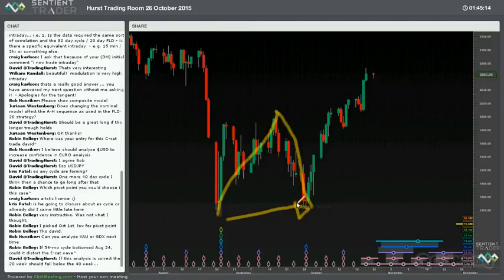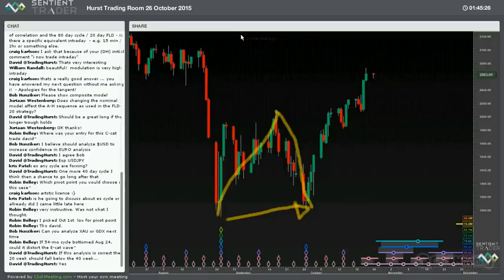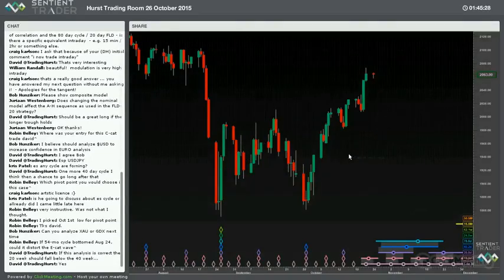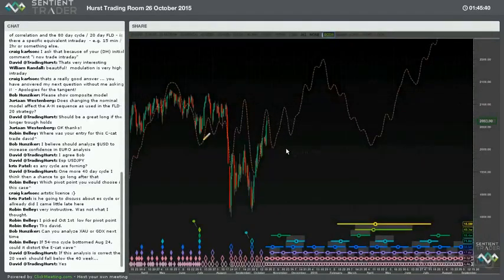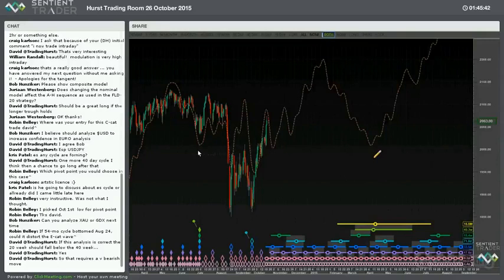David at Trading Hurst, if this analysis is correct, the 20-week should fall below the 40-week. Yes, okay, so indeed, I think that was the other analysis you were speaking about. Is it? Let me go back there. Okay, there we go. Right. So the 20-week trough, which is speaking about getting into soon.